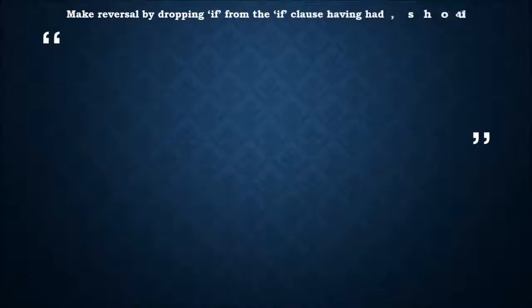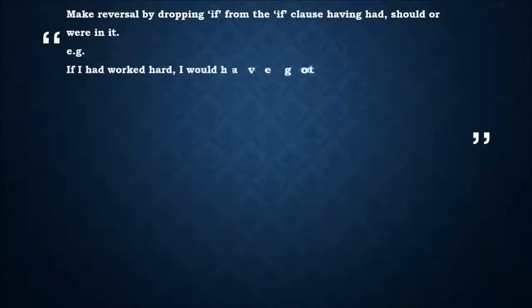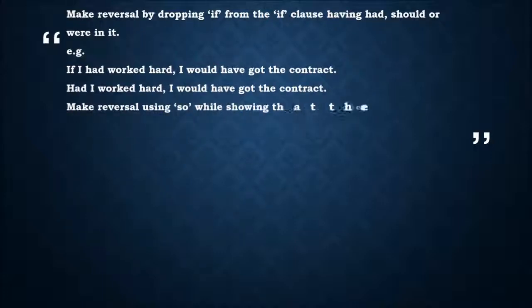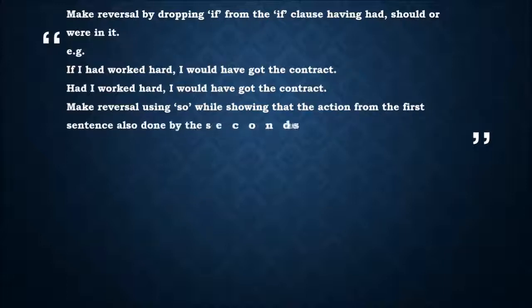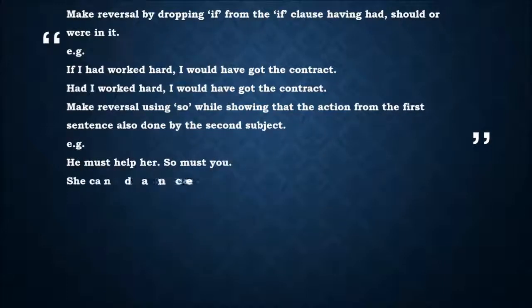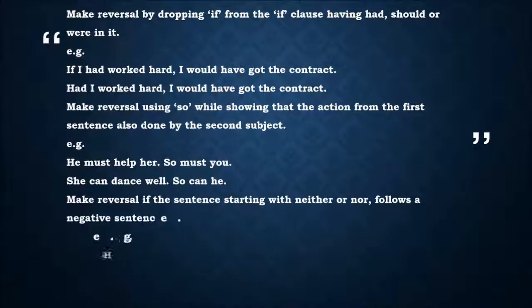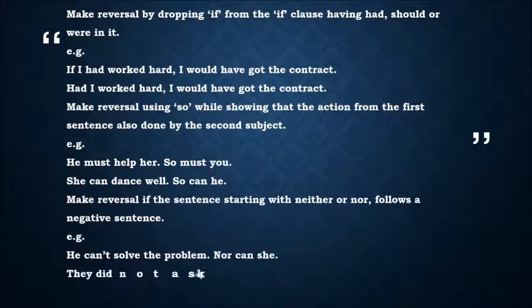F. Make reversal using "so" while showing that the action from the first sentence is also done by the second subject. E.g. He must help her. So must she. She can dance well. So can he. G. Make reversal if the sentence starting with neither or nor follows a negative sentence. E.g. He can't solve the problem. Nor can she. They did not ask questions. Neither did we.